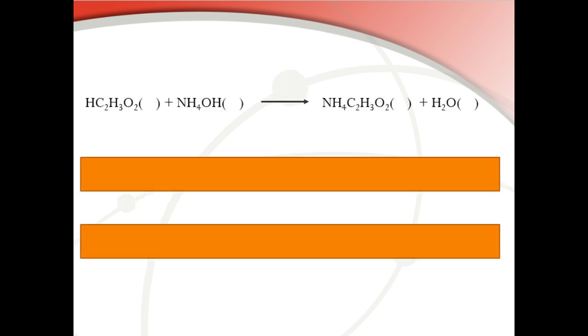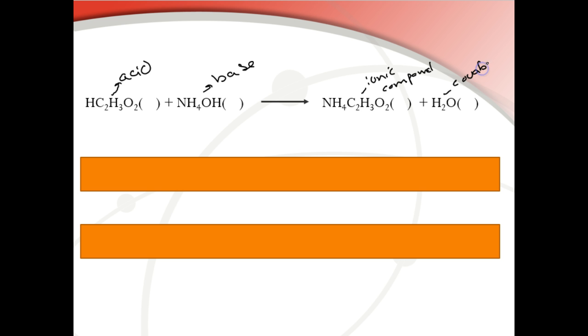One more go, and then we'll be done. Here we have acetic acid and ammonium hydroxide. Now going through again, we have to decide what kind of compounds these are. This is an acid, right? And this guy is a base. This is an ionic compound. And this is a covalent compound.